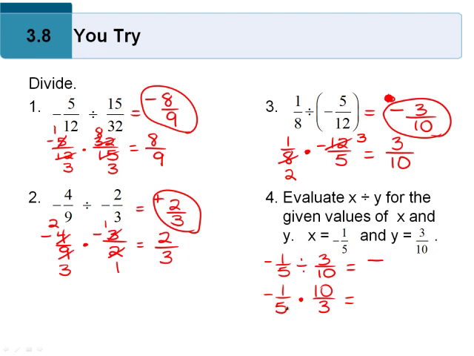We can cancel the 5 and 10 by 5. 5 divided by 5 is 1. 10 divided by 5 is 2. So 1 times 2 is 2, and 1 times 3 is 3. So our final answer is negative 2/3. Okay?